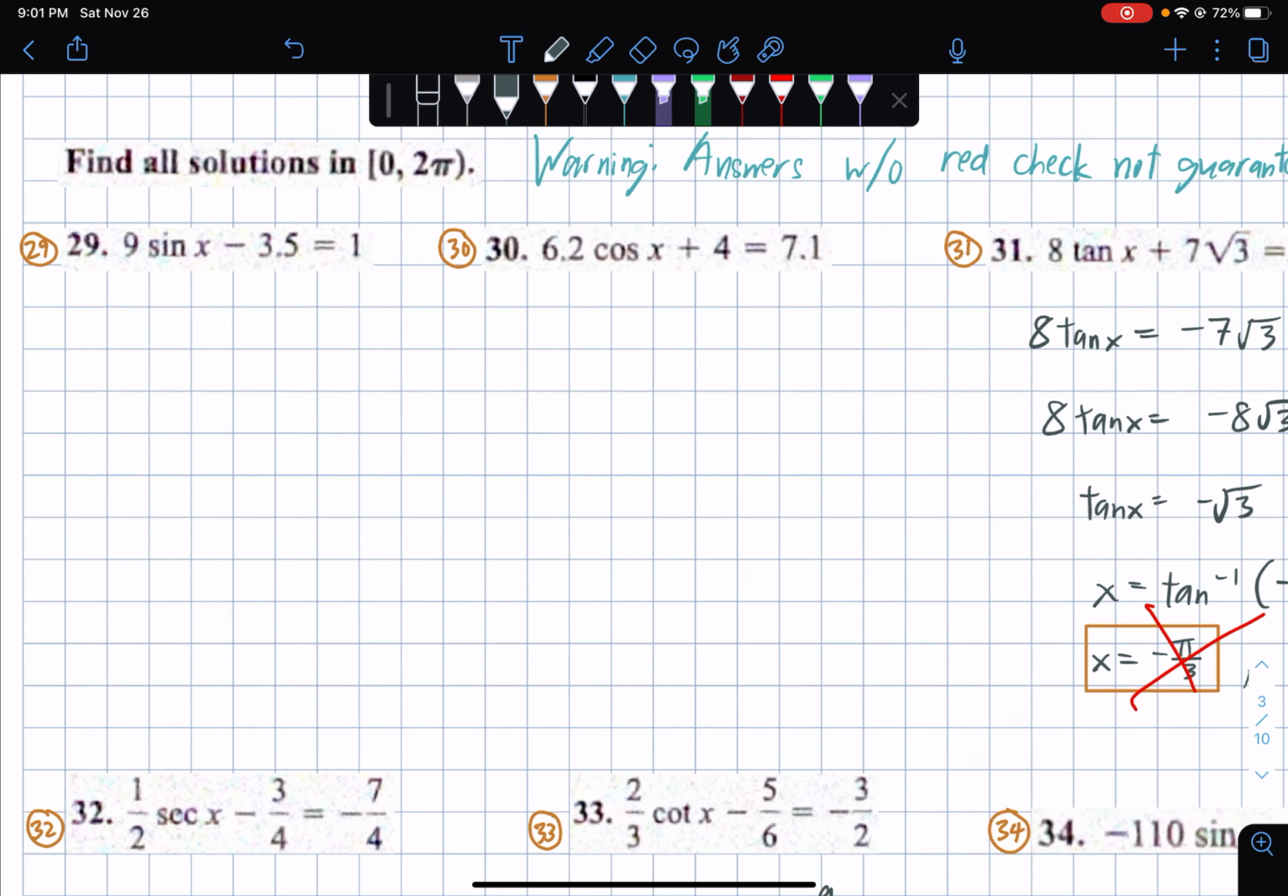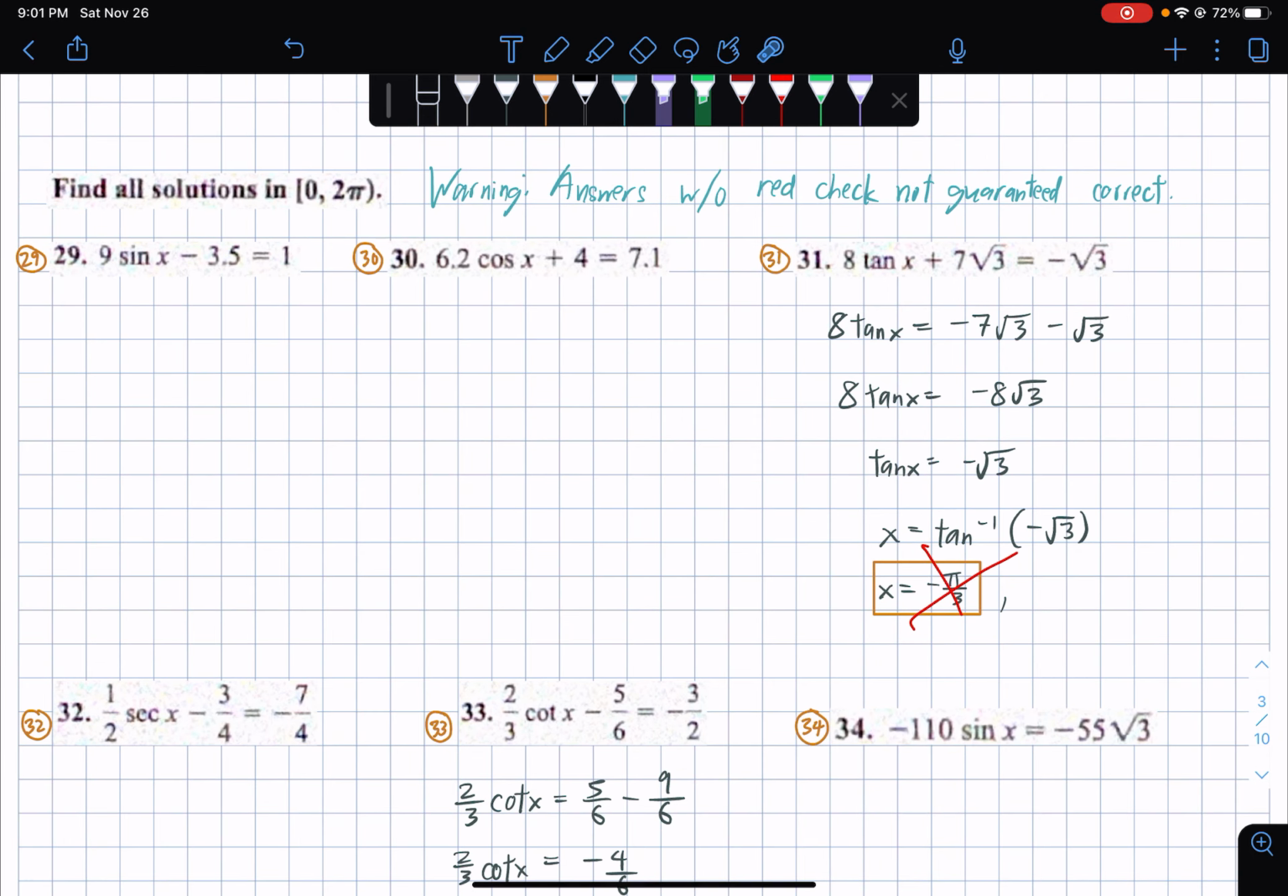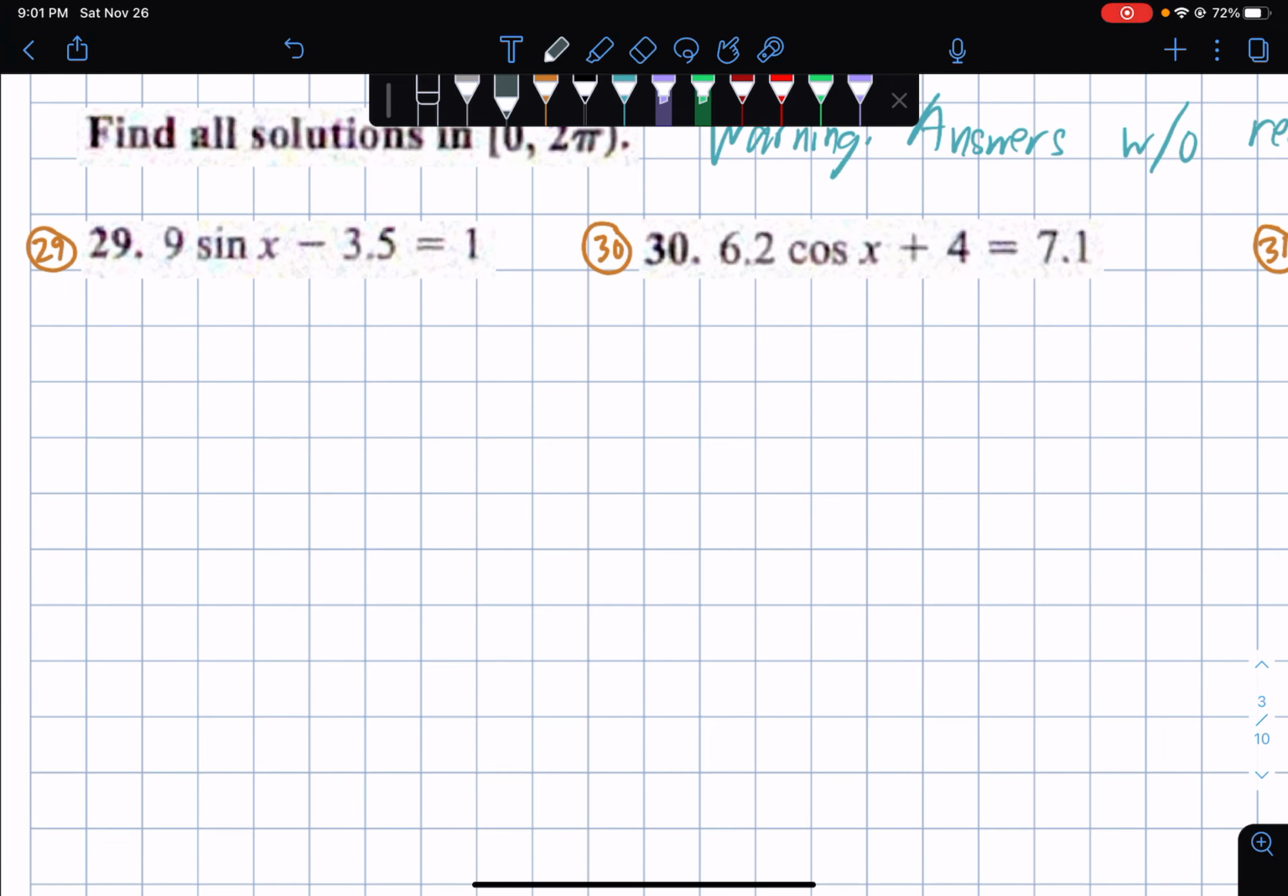29 and 30. Let's answer 29 and 30. I won't be able to answer number 31. I couldn't solve it correctly, so let's just consider that a bonus.